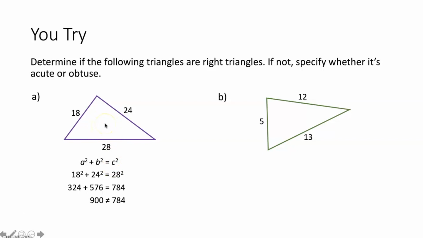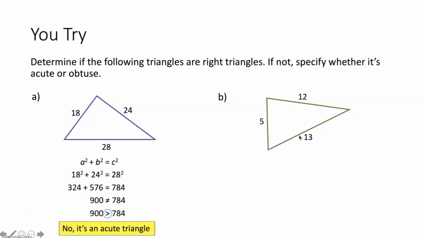But the question is, is it obtuse or is it acute? Well, it's going to be an obtuse triangle if a squared plus b squared is less than c squared. It's going to be an acute triangle if a squared plus b squared is greater than c squared. In this particular instance, a squared plus b squared is greater than c squared, meaning that this triangle up here must be acute.